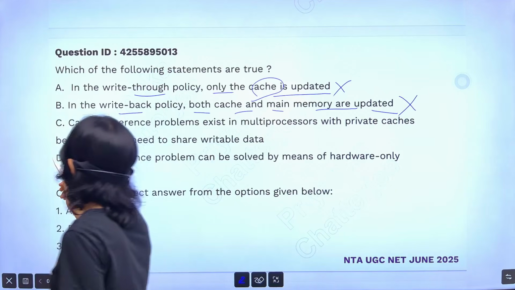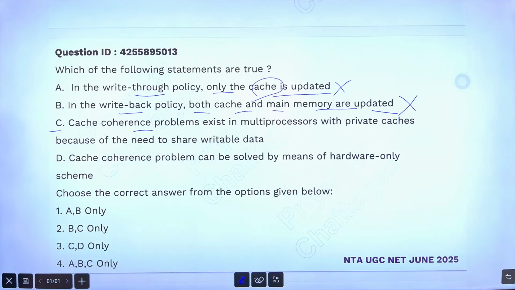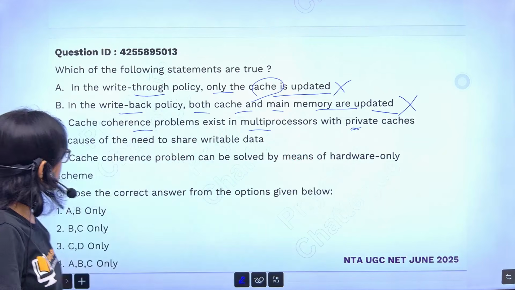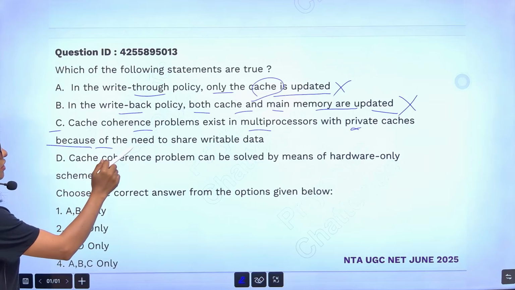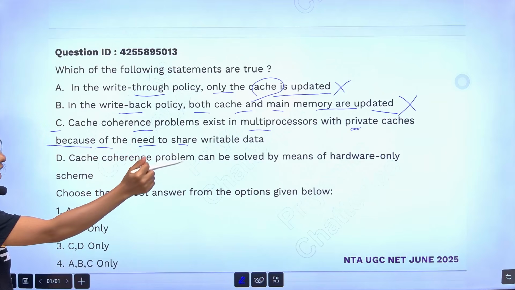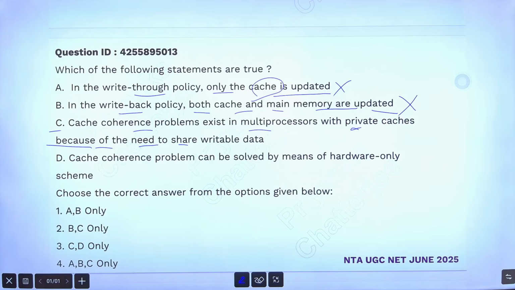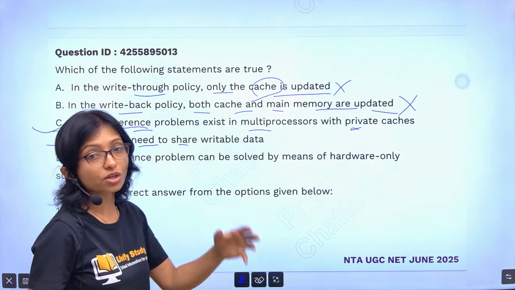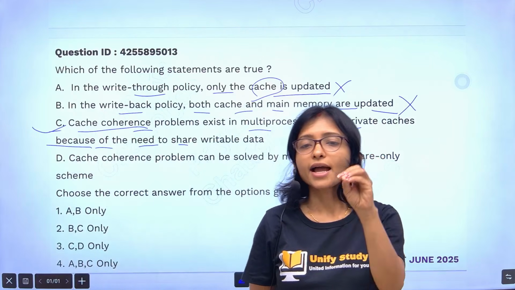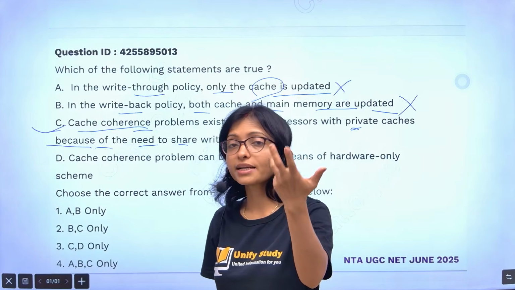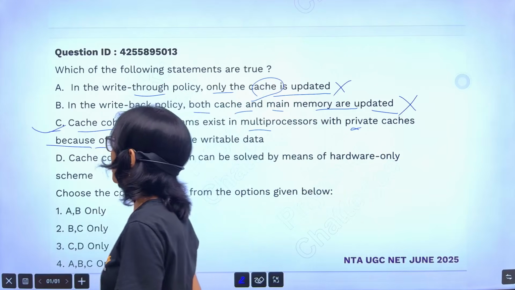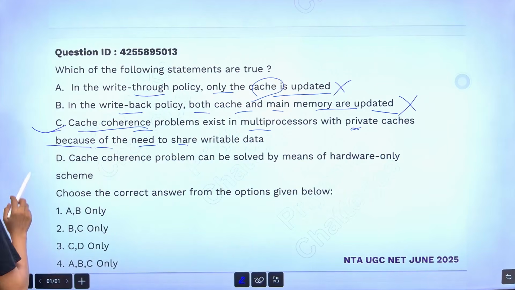Now option C. The cache coherence problem exists in multiprocessors with private cache because of the need to share writable data. This is true. This is the main problem of cache coherence. Whenever we learned cache coherence, we saw that yes, because everyone has a private cache, multiple updates are going on and somewhere different data can be present. That is the main problem. That's why option C is true.